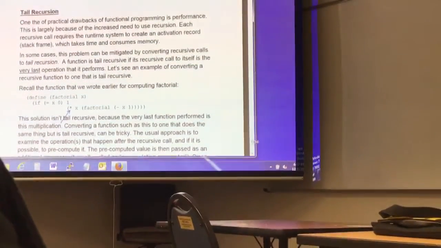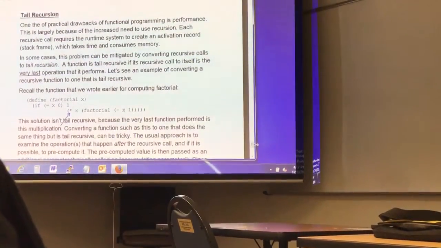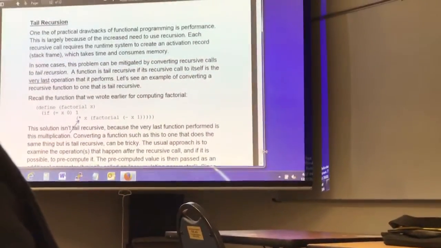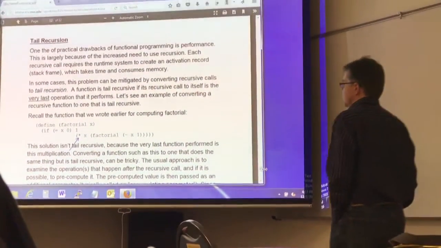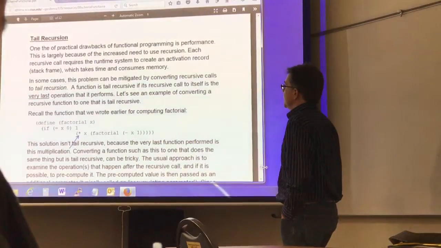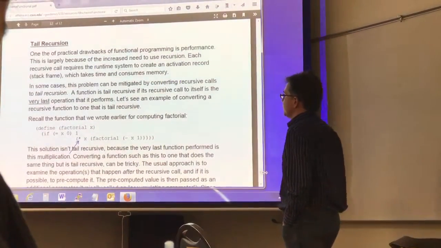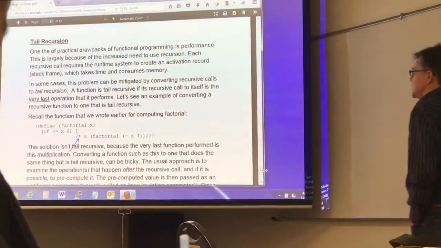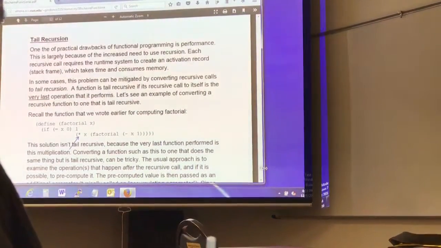And another thing is tail recursion. We didn't get a chance to do much with tail recursion. We went through one example, and there weren't any requirements in your Scheme homework to write something in a tail recursive manner.